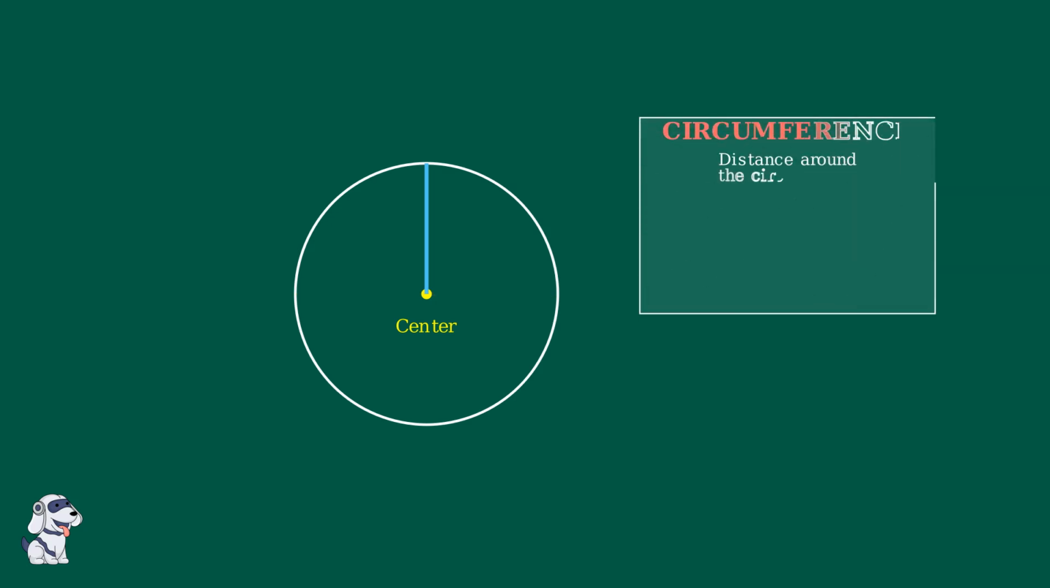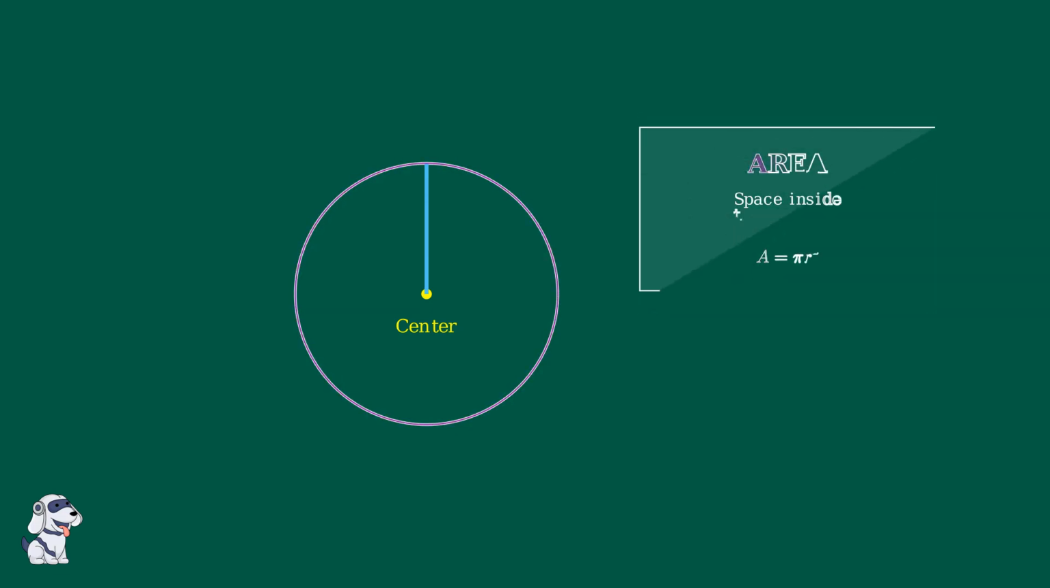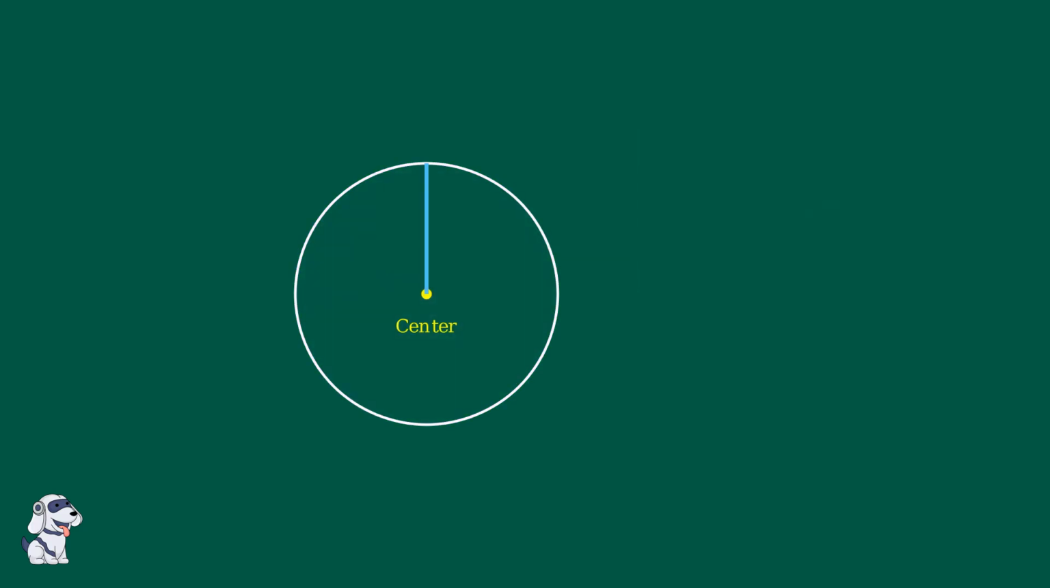The circumference is the distance around the entire circle. We can calculate it using the formula C equals 2 pi r, or C equals pi d. The area of a circle is the space inside the circle. We calculate it using the formula A equals pi r squared.